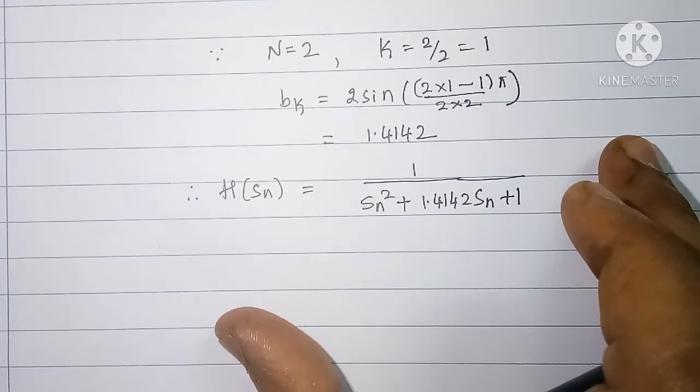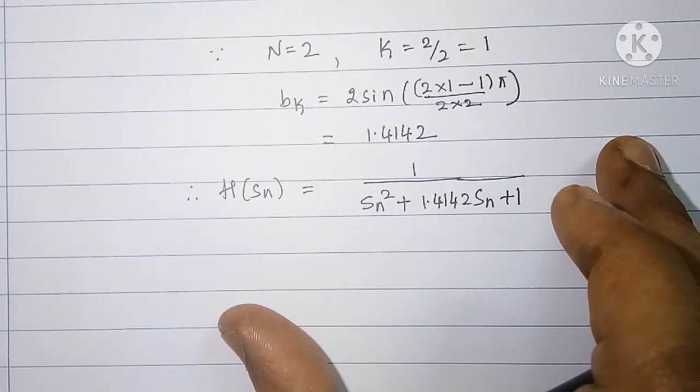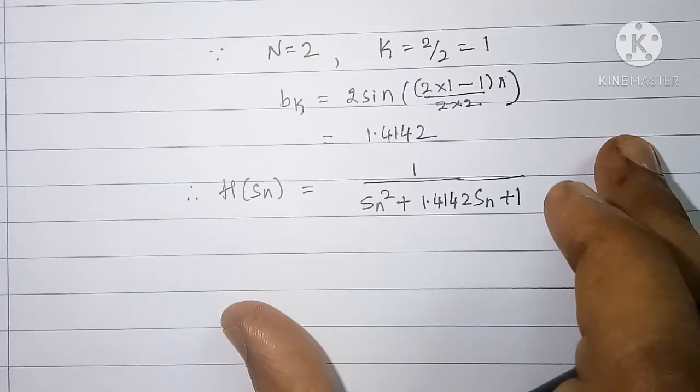From this normalized transfer function of low pass Butterworth filter, we have to obtain unnormalized transfer function H(s) of high pass Butterworth analog filter, and that can be done by taking Sn value as omega c by s.